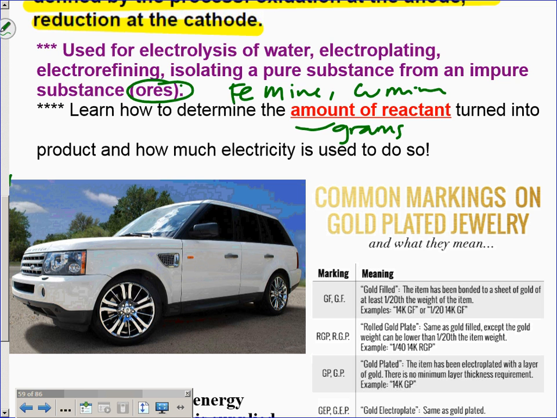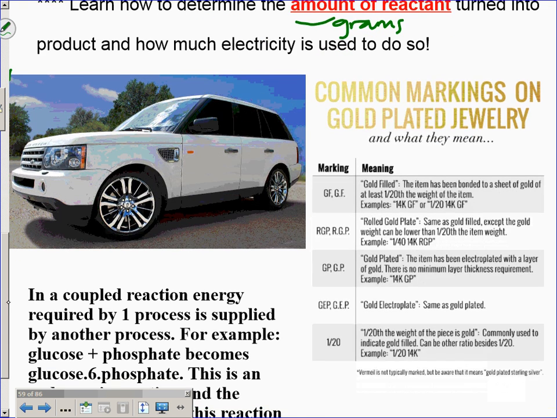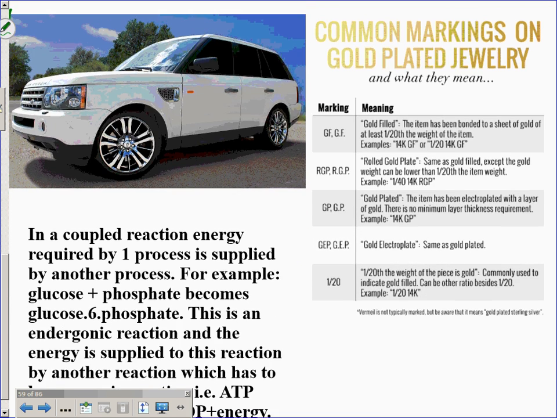So here's my car. It's not my car. So chrome-plated wheels. They do it with electroplating. Gold, anything that's gold-plated, rolled gold, gold electroplating, same as plated gold. So there's some different markings you can see, like at the jewelry store, if you're in that field for some reason, and you need to see what's been plated. It's usually going to be through electrolysis.